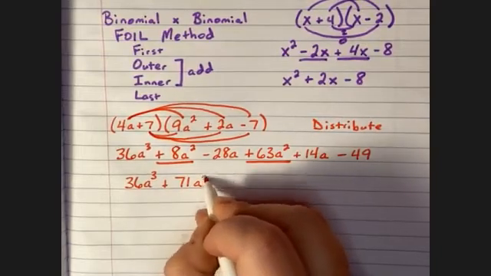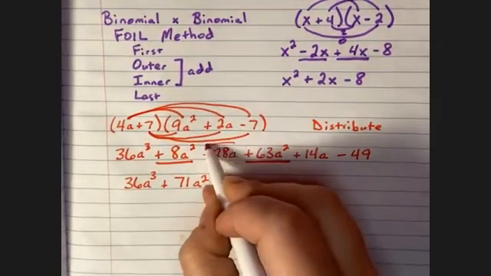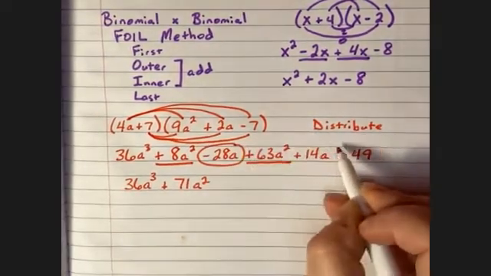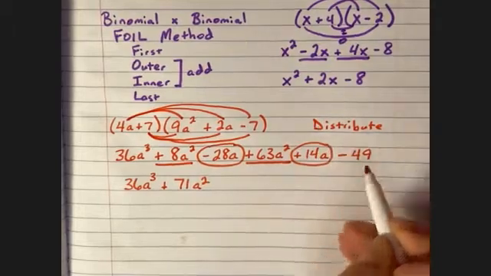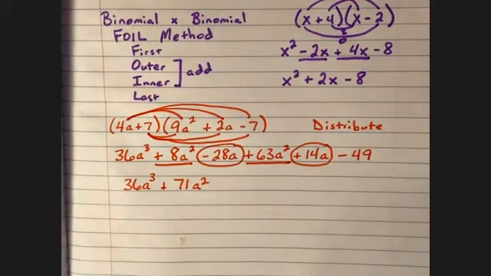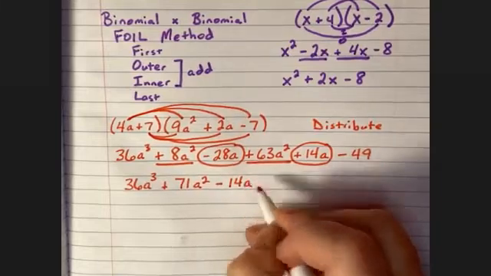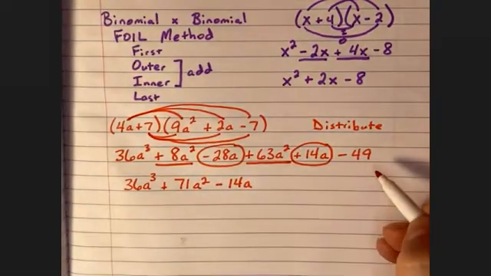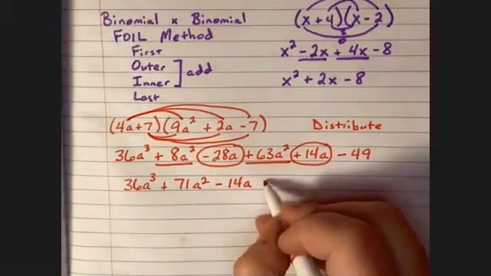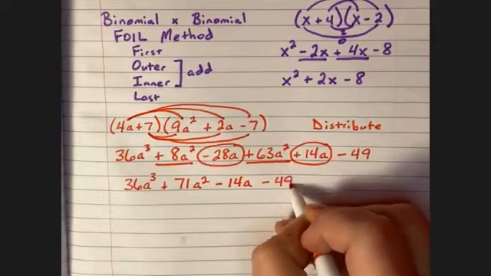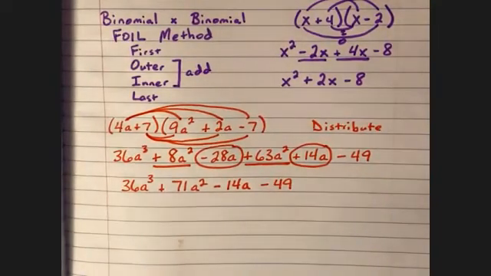71a squared. I have a negative 28a plus 14a. Once again, I'm just adding those numbers. So I end up with negative 14a. And then there's not any that are just numbers by themselves. So I just tag it on to the end. And voila, I'm done.